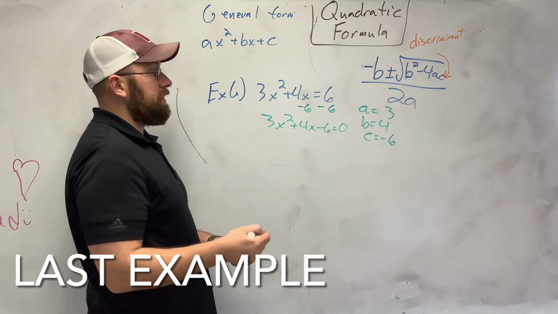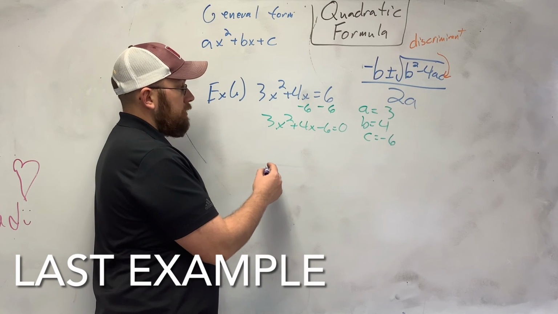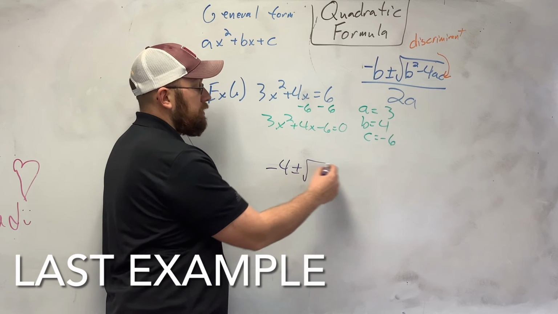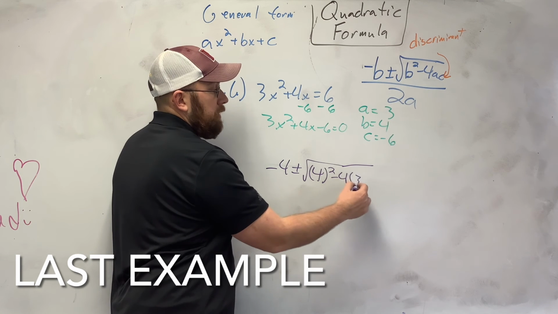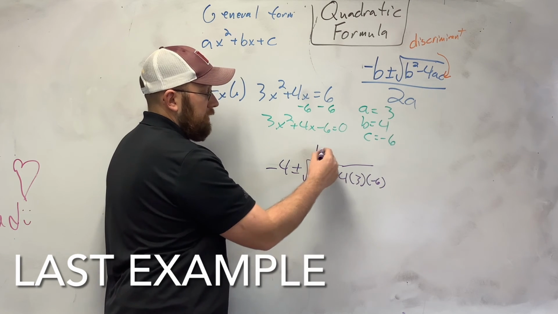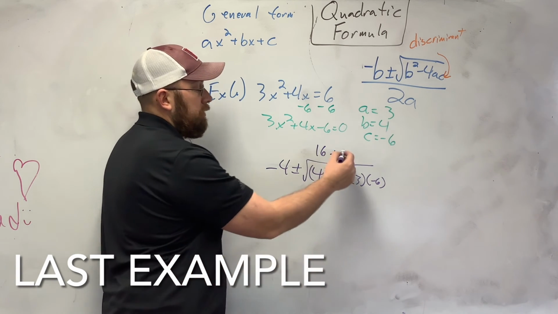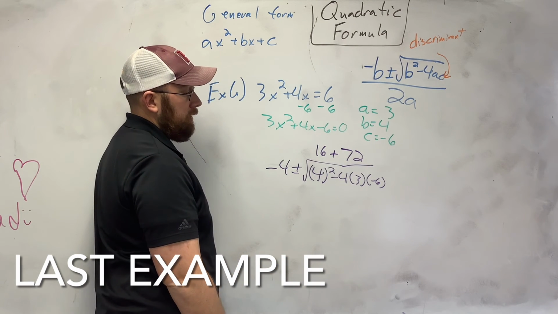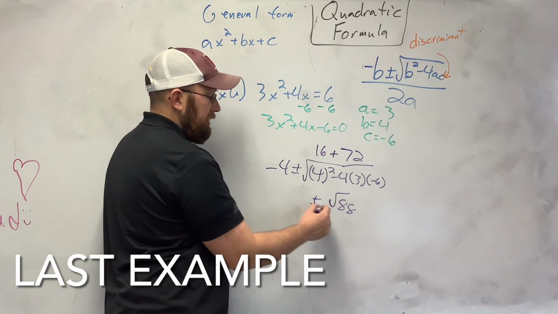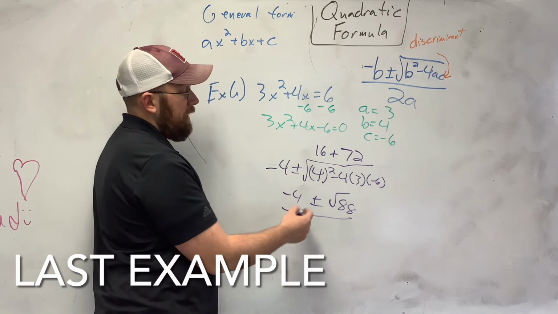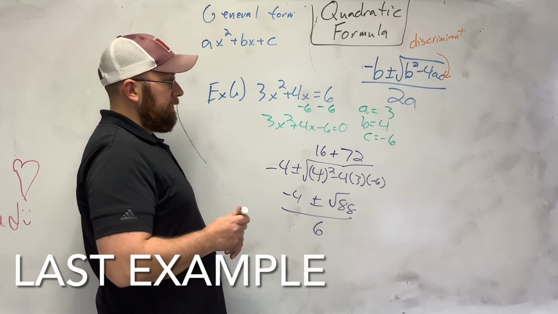Now let's plug everything in. We'll go a little bit faster because this is the 4th example, 6 overall. So negative 4 plus and minus the square root of 4 squared minus 4 times 3 times negative 6. So it's 16, 12, 72. Gives me 88. So this becomes the square root of 88 plus and minus negative 4 all over 2 times 3, which is 6. That's how I usually do it. This is my shorthand way.